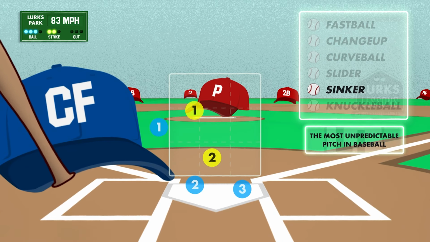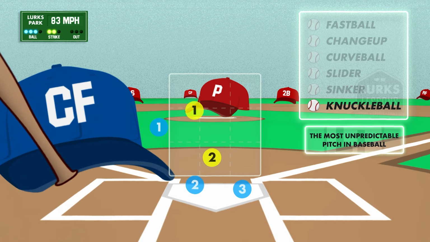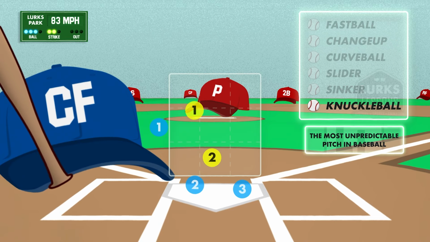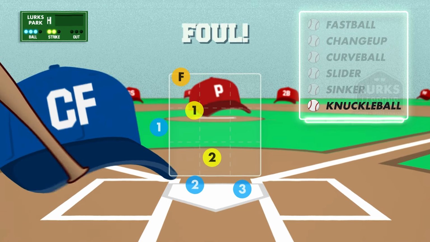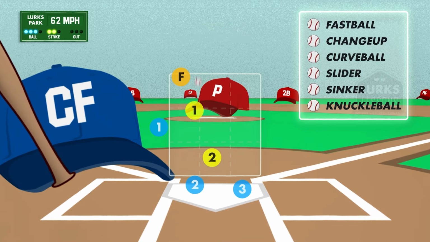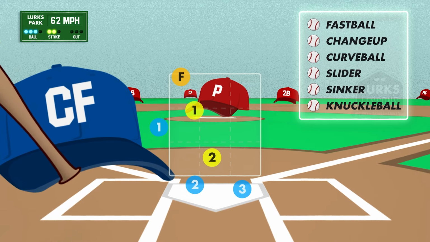Finally, the most unpredictable pitch is the knuckleball. The ball doesn't spin like the other pitch types, but rather it glides and moves toward the plate. The batter has no idea what pitch they will face until they encounter it, which is incredibly challenging.